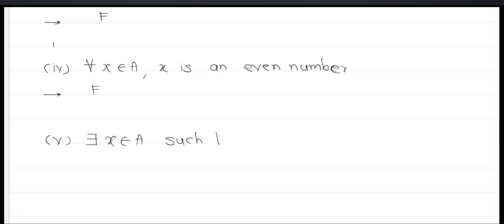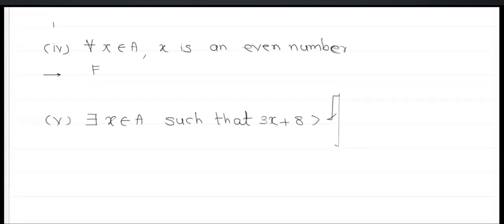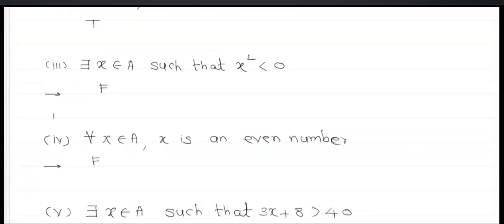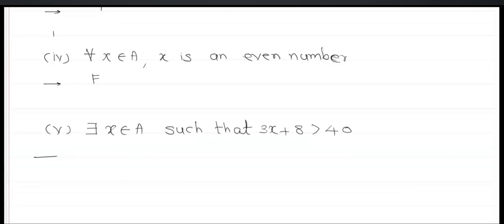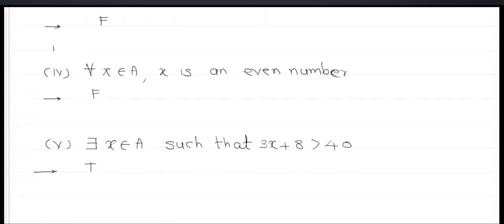Next is, there exists x belongs to A such that 3x plus 8 is greater than 40. The writing board is not stable. Is there an x belonging to A that satisfies the condition? Which number will satisfy that condition? Yes, there exists a number. We have the number 12, 11.